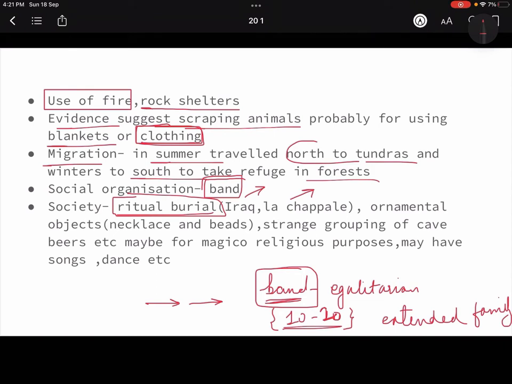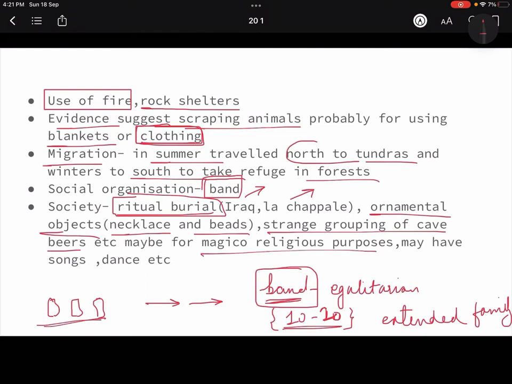They were thinking that something must have been happening to those buried individuals, right? So some kind of religion had evolved. Then there was the presence of ornamental objects also, like necklaces and beads, and there were strange groupings of cave bear skulls, arranged in a certain way, which made the anthropologists or excavators believe that there was some kind of magico-religious aspect attached to it. Because why would they arrange those cave bear skulls in a certain way, right?